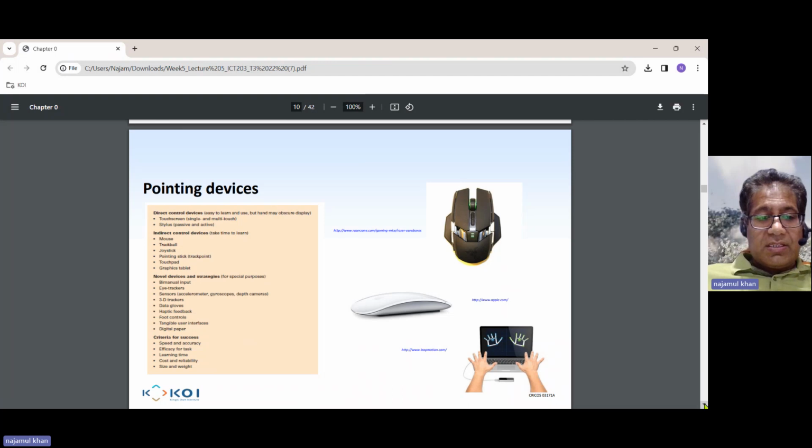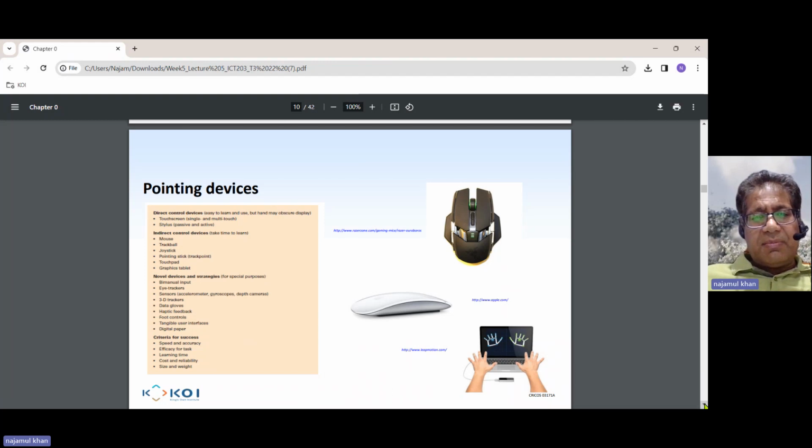Anyway, novel devices and strategies have also emerged for special purposes. I will say not in wide use, but they range from eye trackers to 3D trackers. We're talking about foot control. There are a lot of things there as well. Data gloves, these are for specific use, whether in medical technology, or playing games, or some kind of specific industrial use. So at the end of the day, what is the criteria by which we can see how it can be measured?